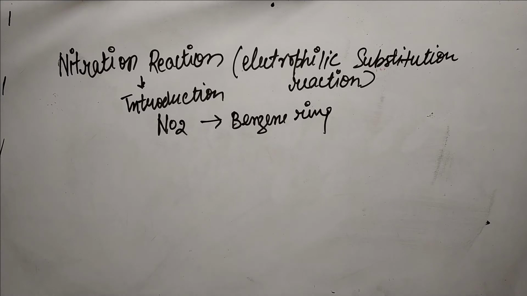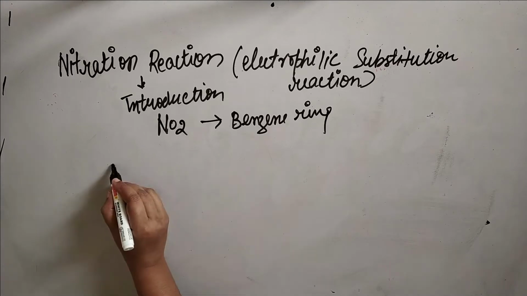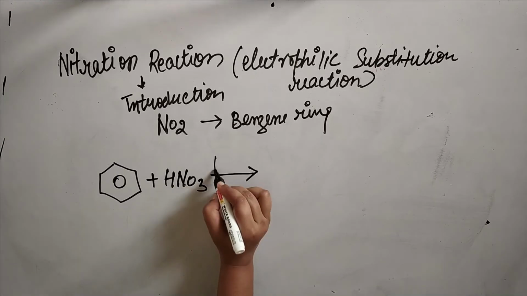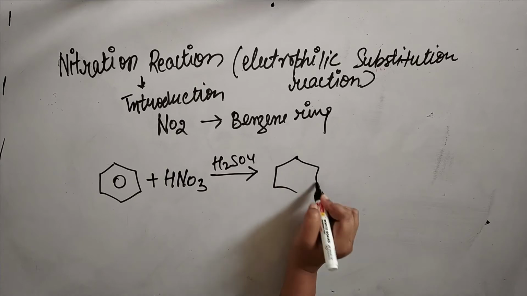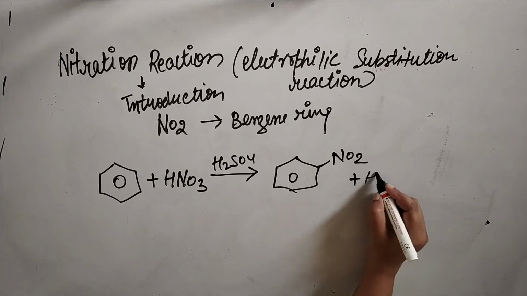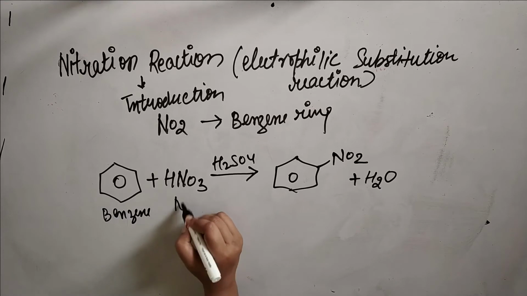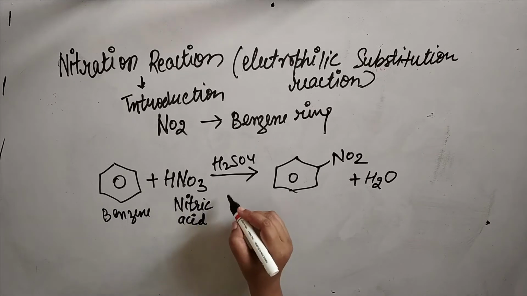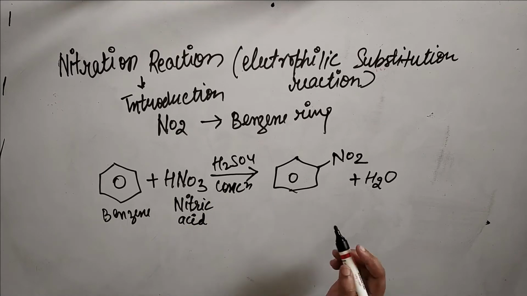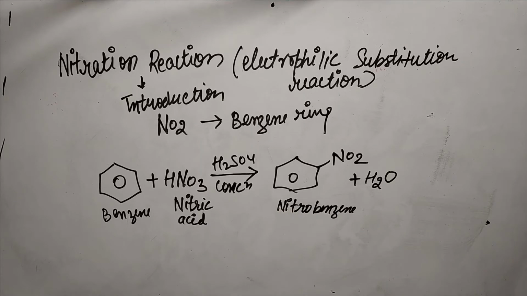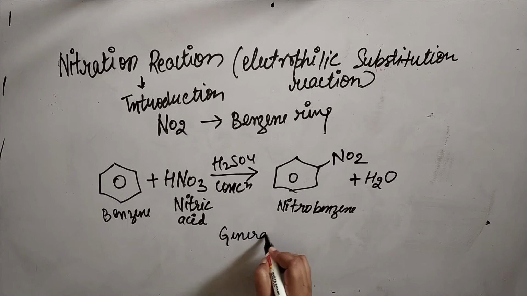First we will see the general reaction of nitration, how it takes place. So this is the benzene. It reacts with nitric acid in the presence of H2SO4. It gives nitrobenzene plus H2O. This is benzene, this is nitric acid, this is sulfuric acid, H2SO4. Concentrated sulfuric acid is used as a catalyst. This is nitrobenzene, and elimination of water takes place.